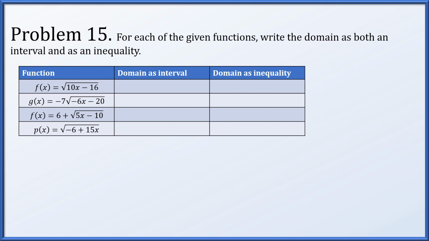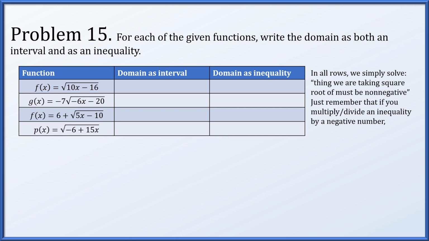In problem 15, for each of the given functions, we want to write the domain as both an interval and as an inequality. Now, every row involves a radical, so all we need to solve is the thing under the radical, the thing we're taking the square root of, must be non-negative. Just remember that when you have these inequalities, if at some point you multiply or divide by a negative number, that will reverse the inequality.